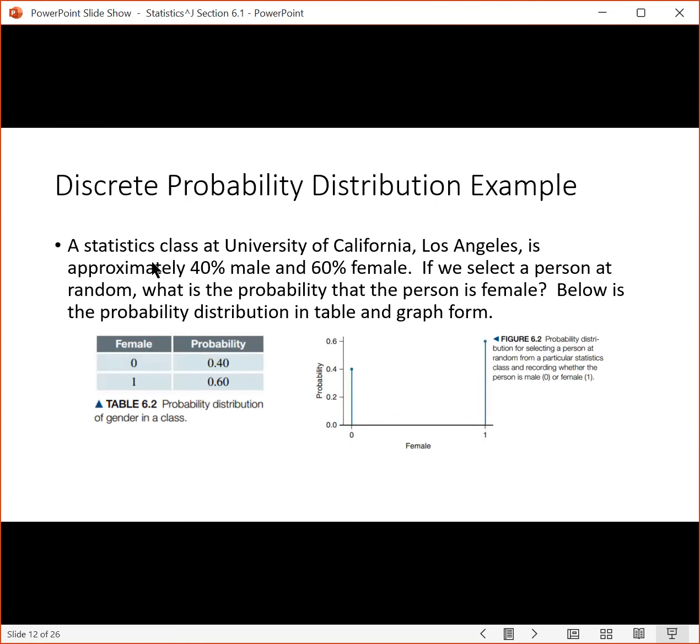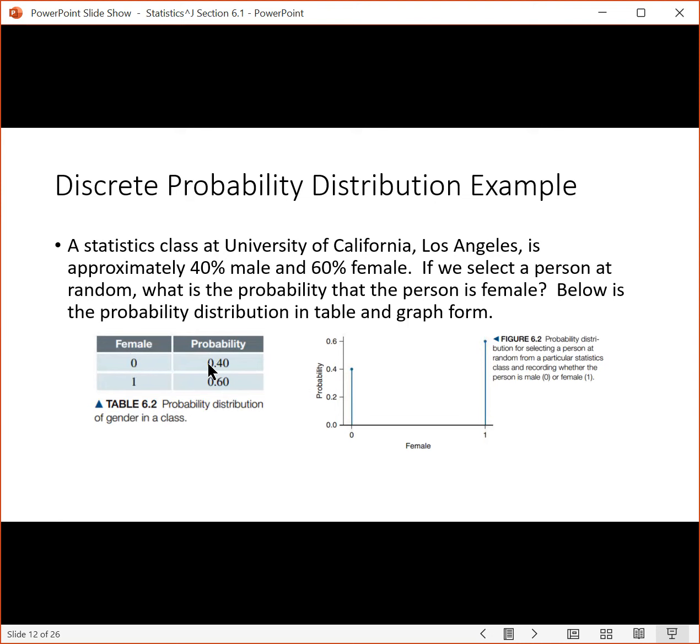So we've got a statistics class at the University of California at Los Angeles, 40% male, 60% female. What's the probability distribution for this? Okay, so you can see we've got some coding, right? Remember that from earlier in the course. If you get a 0, that means false. A 1, that means true. So if you've got a column labeled female and you've got a 0, then that's going to stand for male.